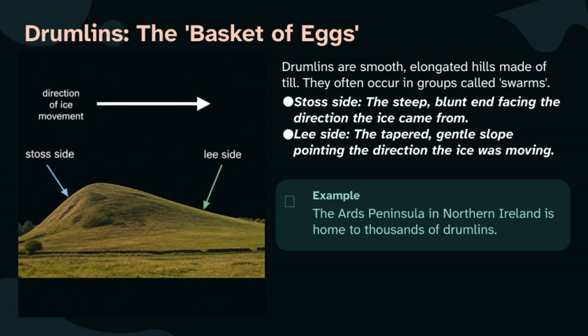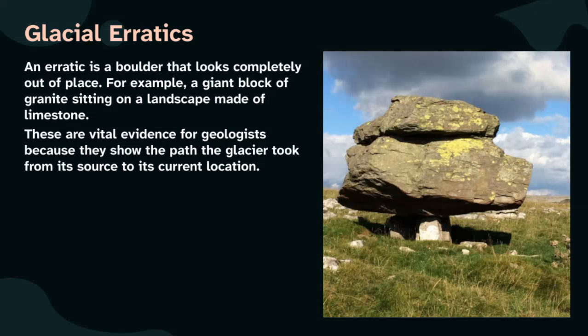Let's ask a question. If the tapered end of a drumlin points east, what does that suggest about ice movement? Here's a model answer. It suggests that the ice was moving east because the lee side points in the direction of ice flow.